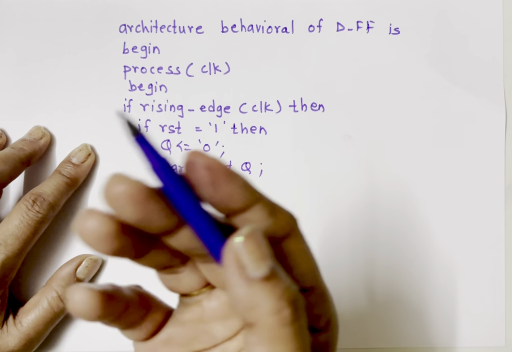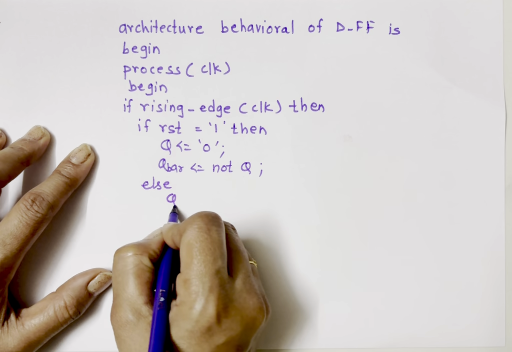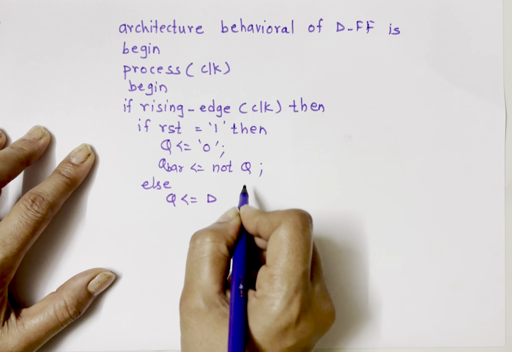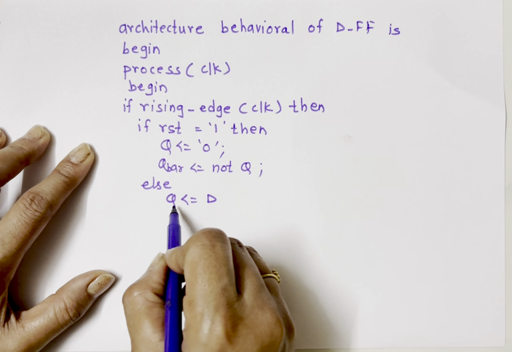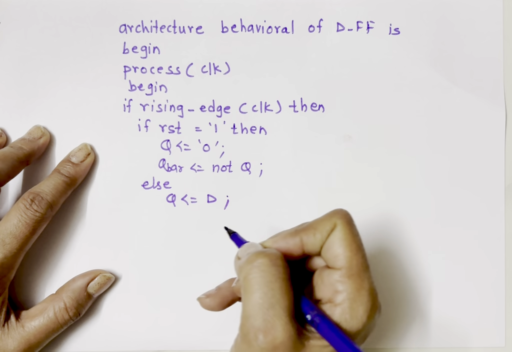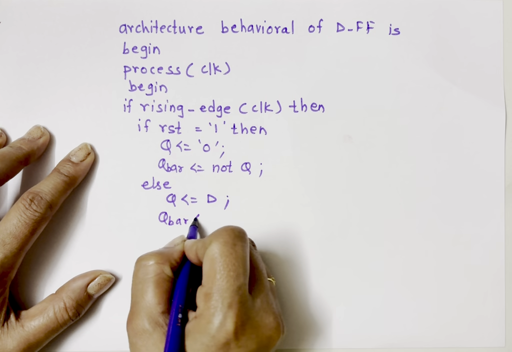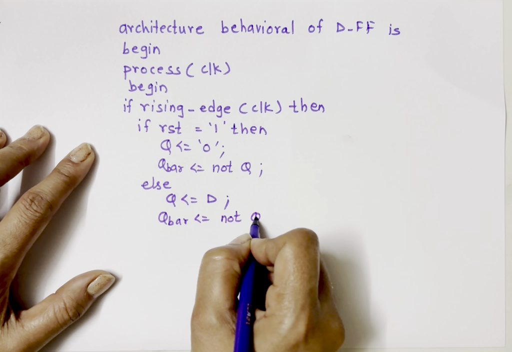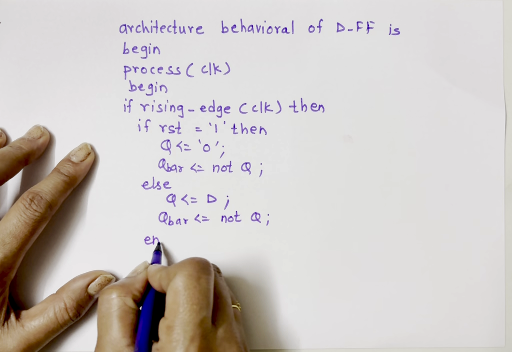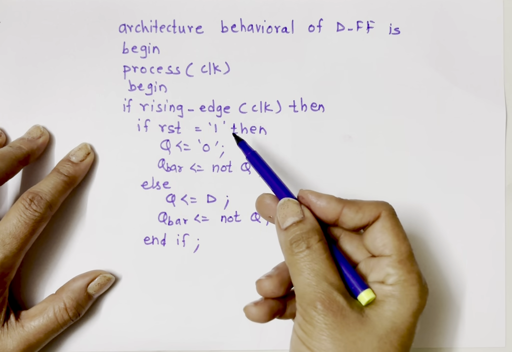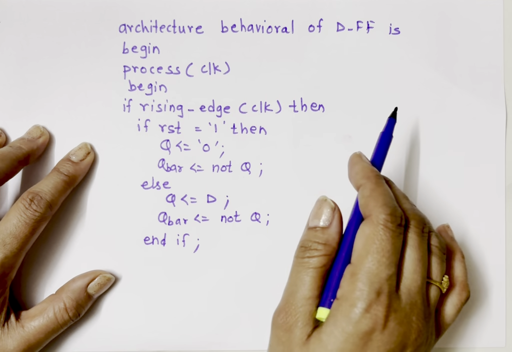But if the reset button is not pressed, then for this I'll write else, then Q is assigned as D. So at rising edge, whichever value is present at data input will come to output Q, semicolon. And Q bar output is, of course, not of Q, that's it. Now, I'll end this if, end if. So if reset is 1, output is 0. If reset is equal to 0, output will follow data input, that's it.